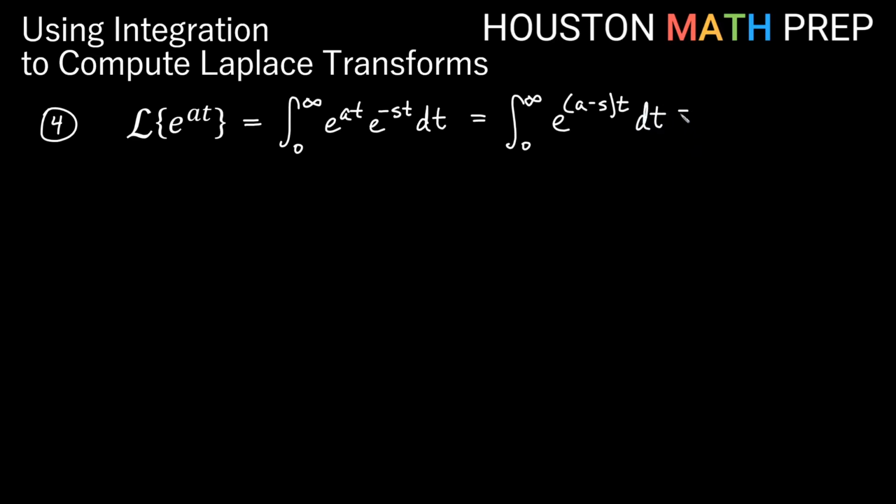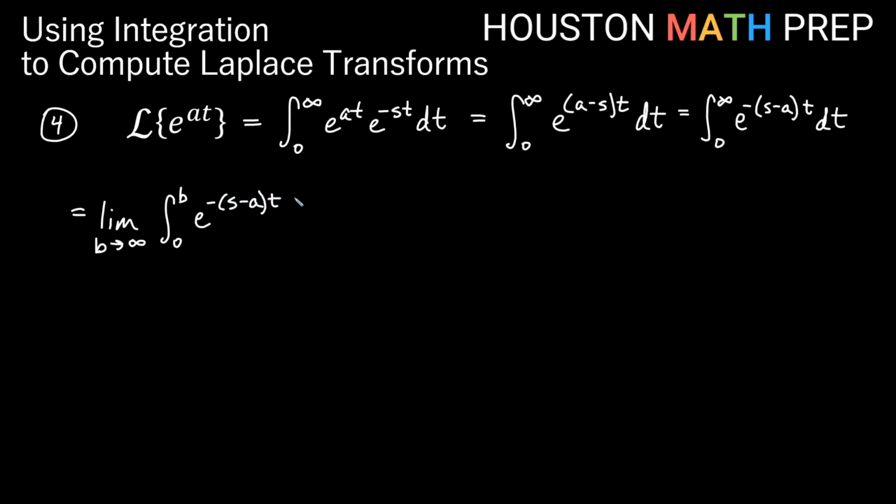Another way that I'm going to go ahead and write it for the sake of doing this problem, I'm going to factor a negative out. I'm going to say e to the negative s minus a t dt. It'll save us a step or two at the end. So let's go ahead and use our method of improper integrals. So that will actually be the limit as b approaches infinity of the integral from 0 to b of e to the negative s minus a quantity t dt. Now this negative s minus a, that's just a constant multiple, so the reciprocal of that comes out when we do the integration. So we'll get negative 1 over s minus a.